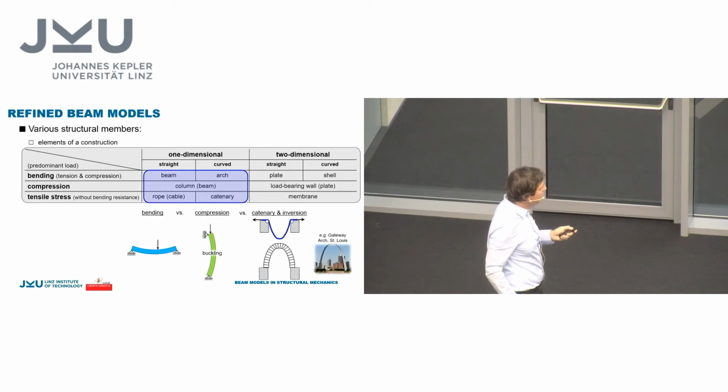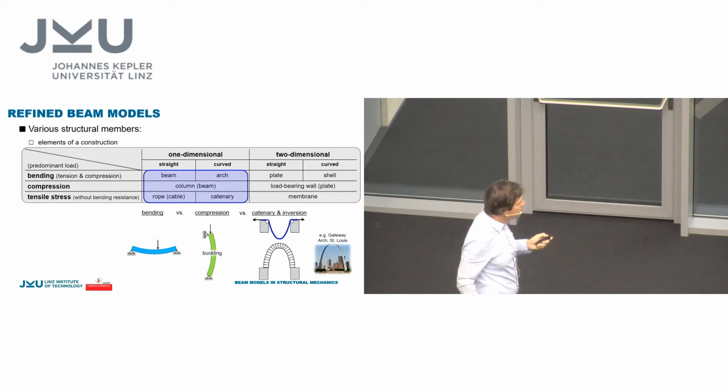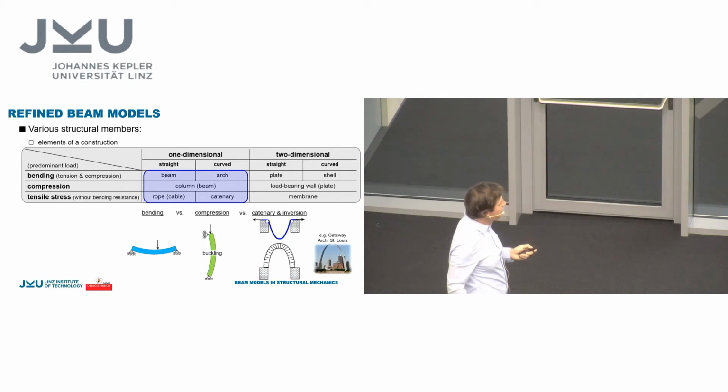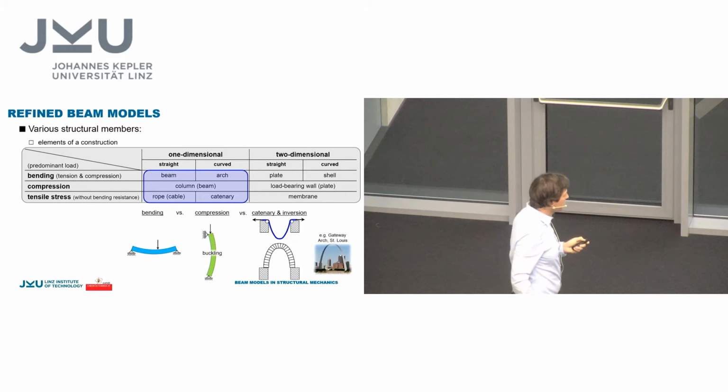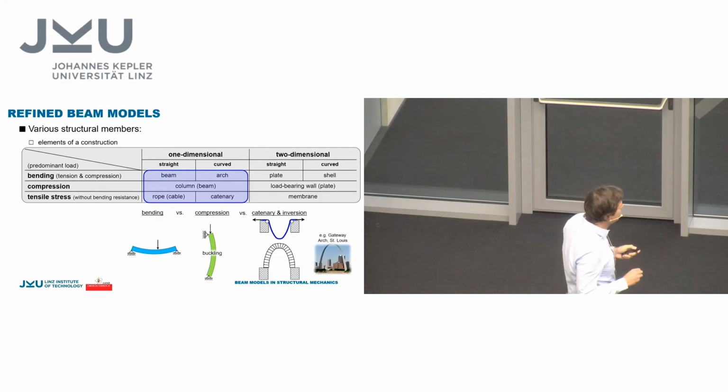is a catenary. A catenary is the deflection curve of a very, very flexible material, for example, a rope or a cable. And if you don't have such forces, it will simply fall down and collapse.